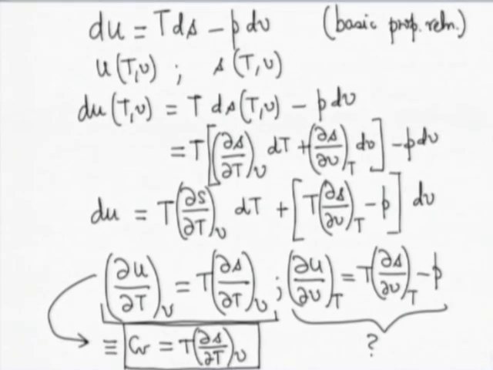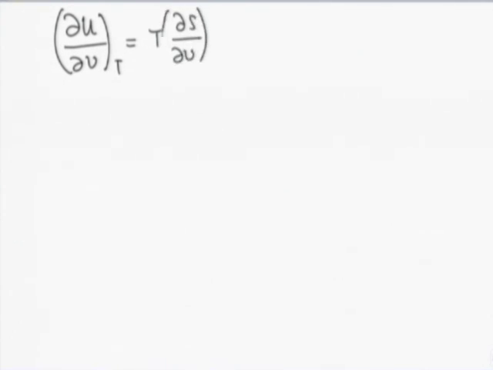What is that relation? Partial of U with respect to V at constant T is T partial of S with respect to V at constant T minus P. So we have partial of U with respect to V at constant T equals T partial of S with respect to V at constant T minus P. Now the moment we have something like entropy here, we are not really comfortable. We want to have it in simpler form. Let us see whether we can reduce it into PVT form.